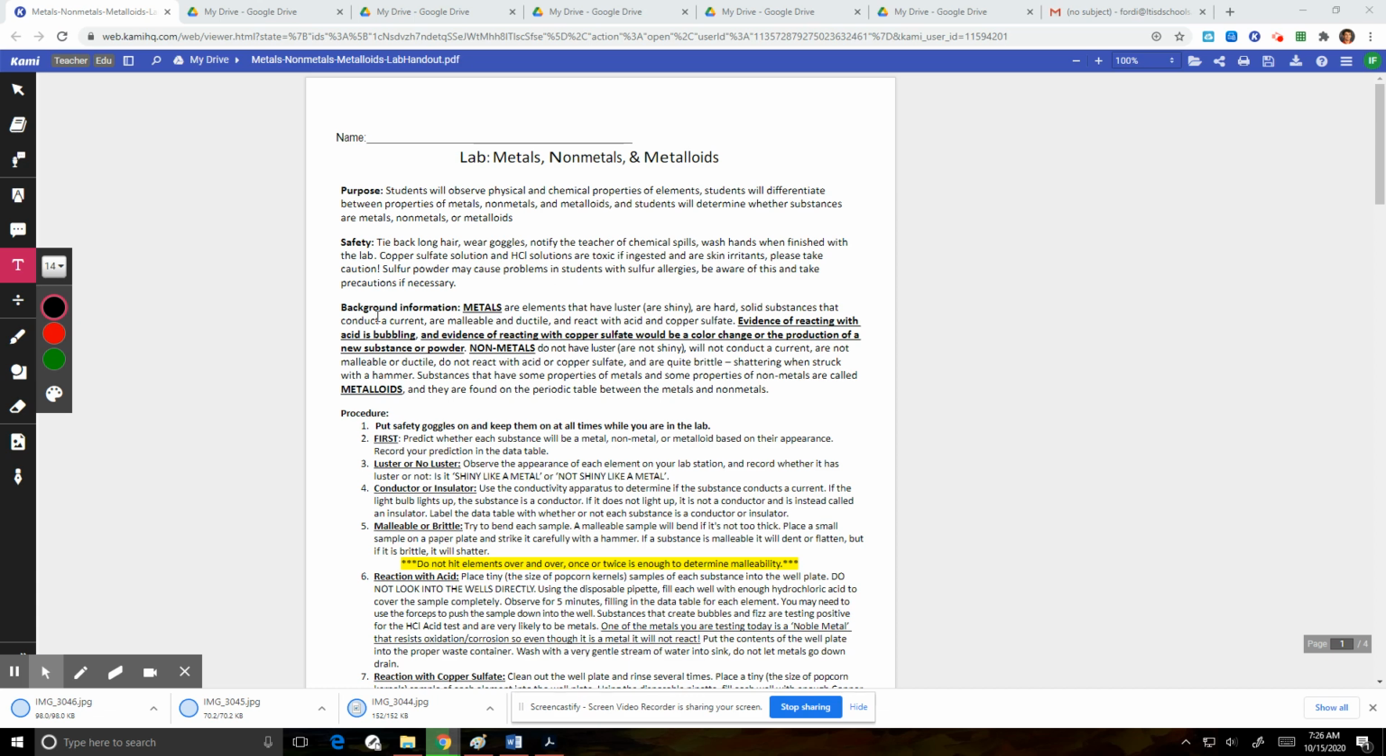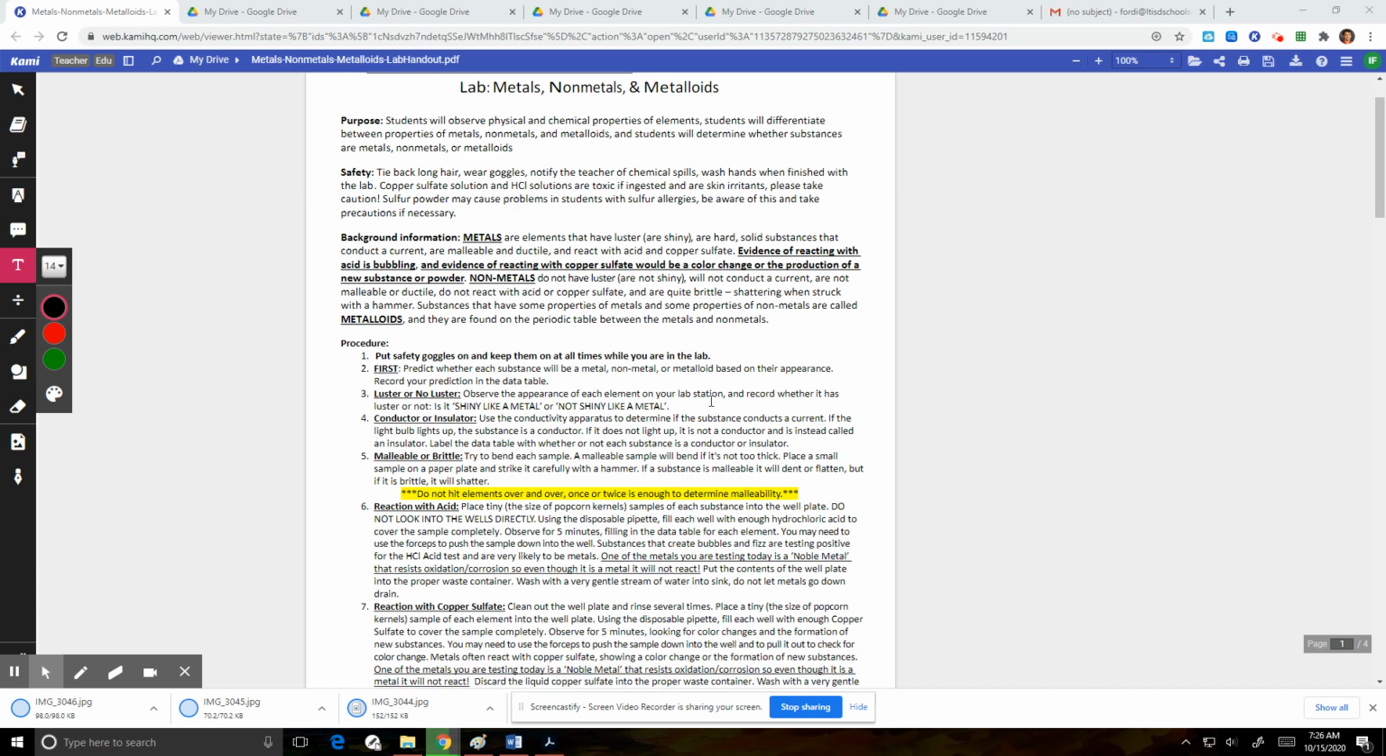So what you first need to do is read this background information in your lab handout. Make sure you thoroughly read over the procedures so you understand each of the tests that we're going to conduct today on these substances to see whether they are a metal, a nonmetal, or a metalloid. So the first step is that we're just going to make our initial predictions about whether we think they're a metal, a nonmetal, or metalloid based on their appearance.